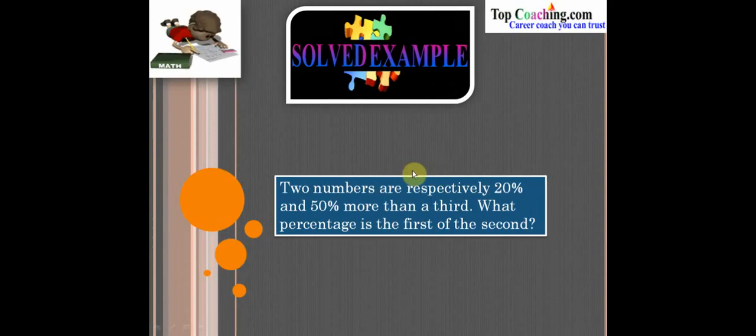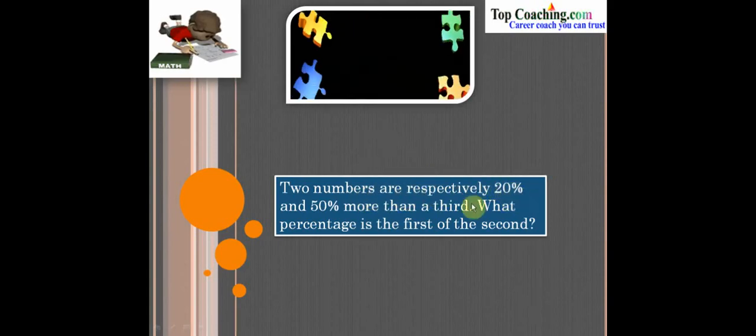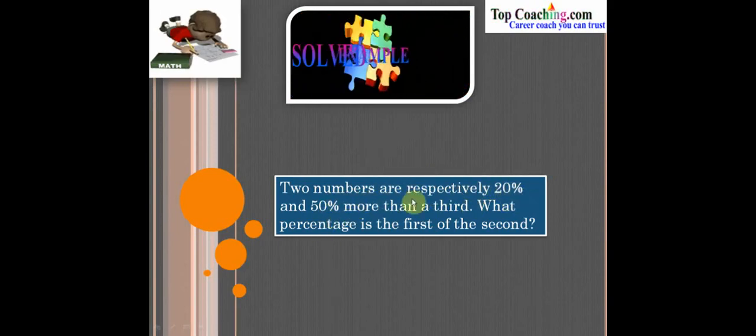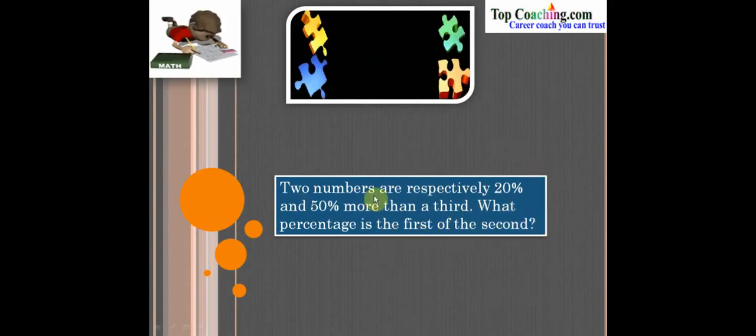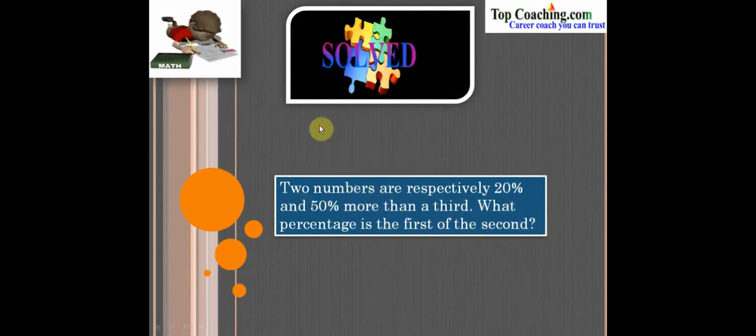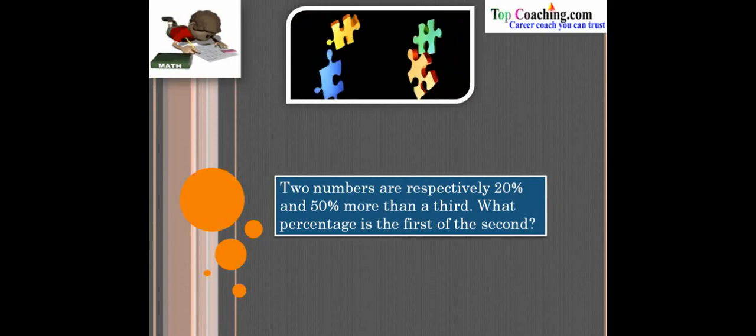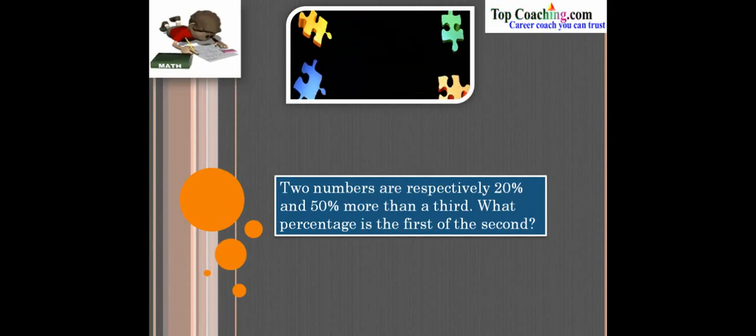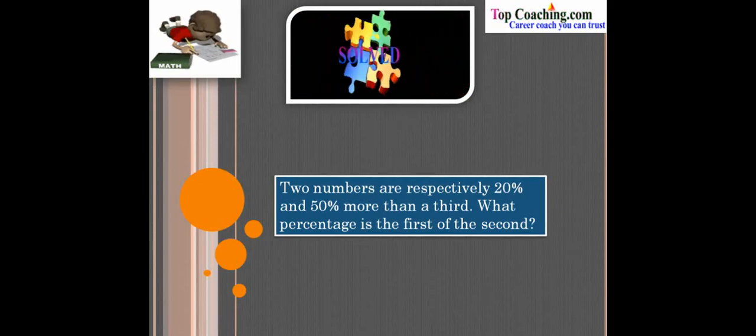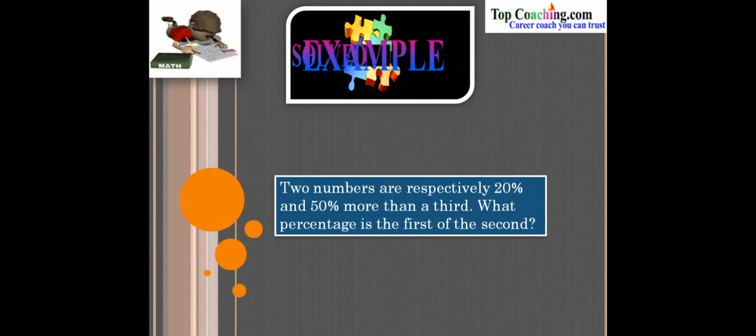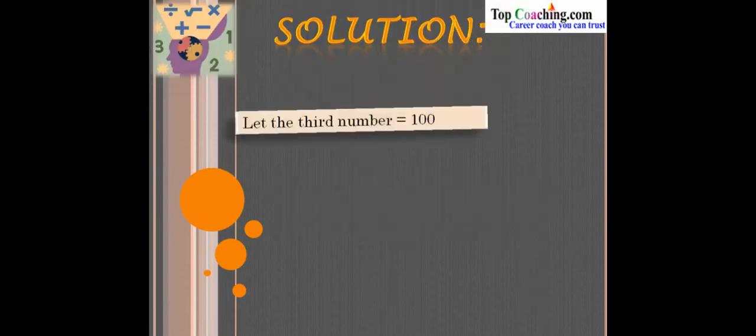The problem says that two numbers are respectively 20% and 50% more than a third number. What percentage is the first of the second? So this problem says that there are two numbers. The first is 20% more than the third number and the second number is 50% more than the third number. We have to express the first number as a percentage of the second number. So let's try to see the solution.